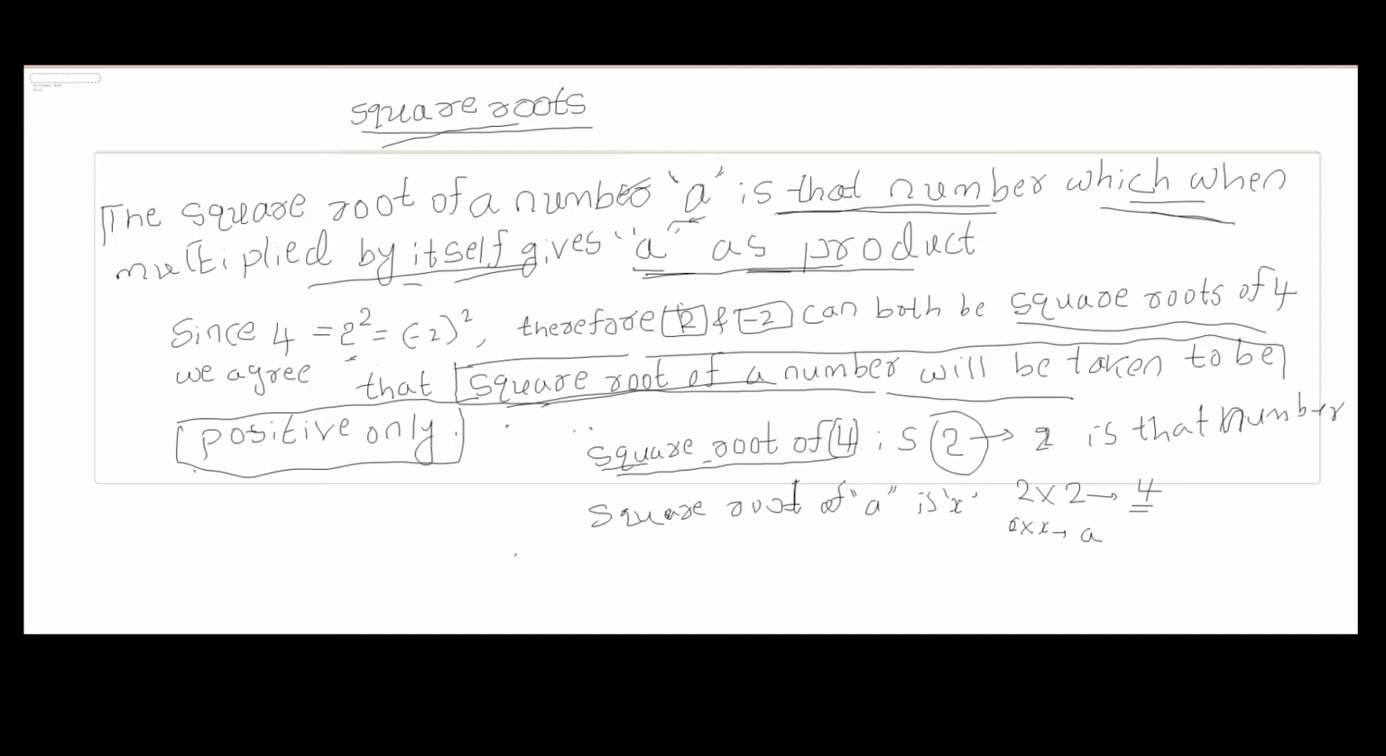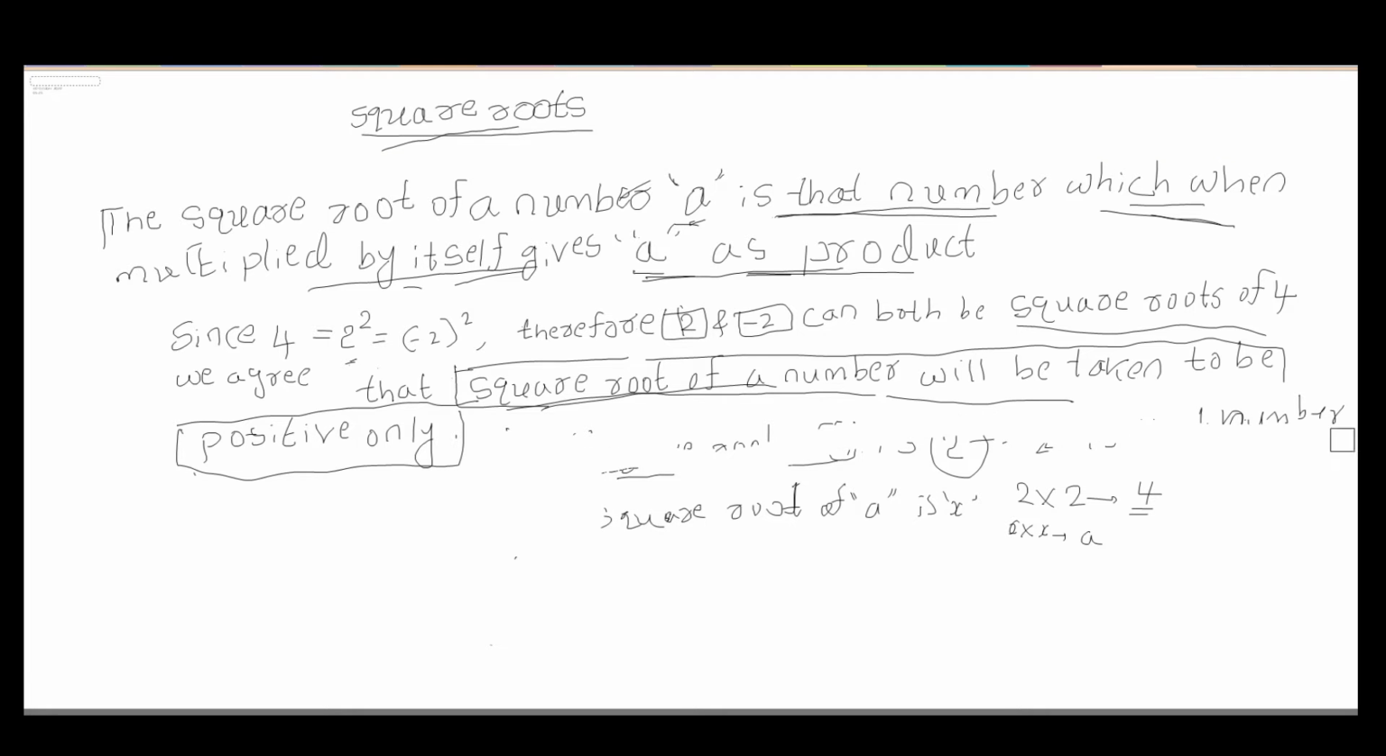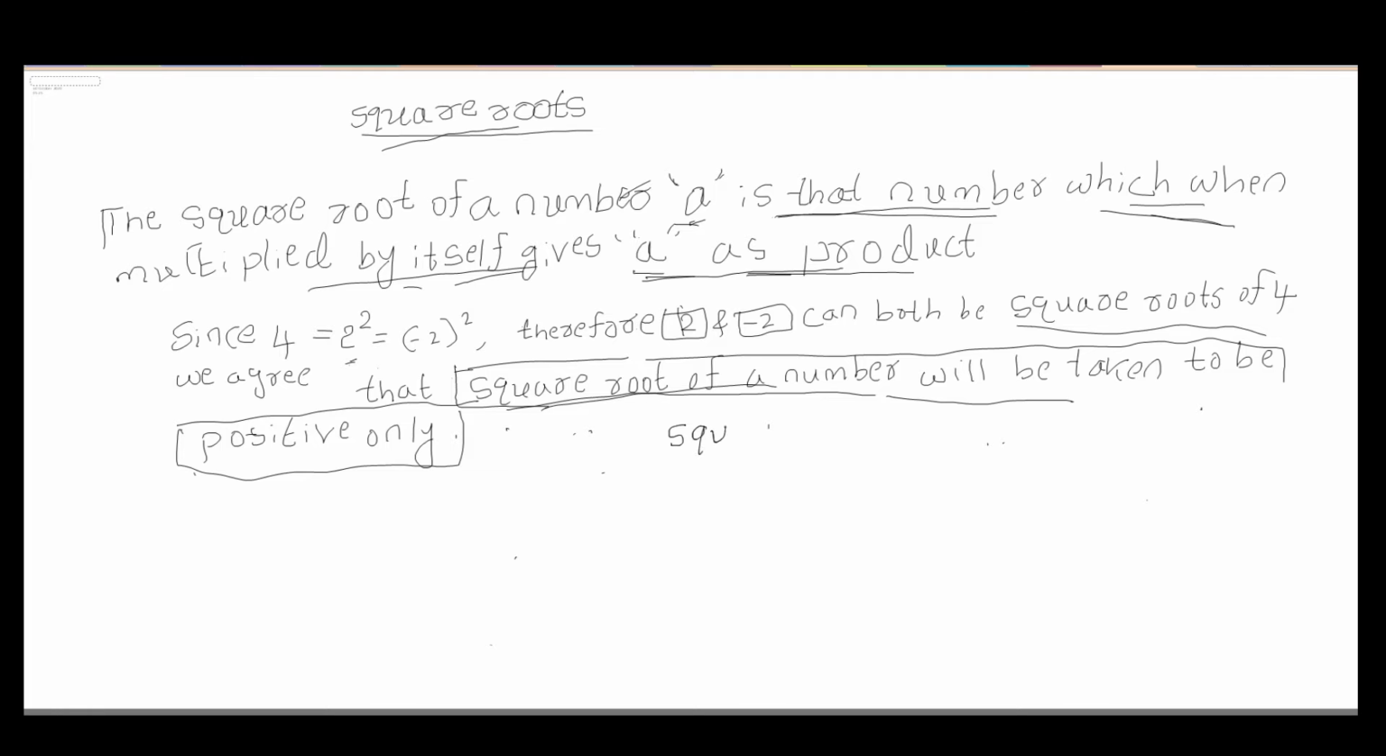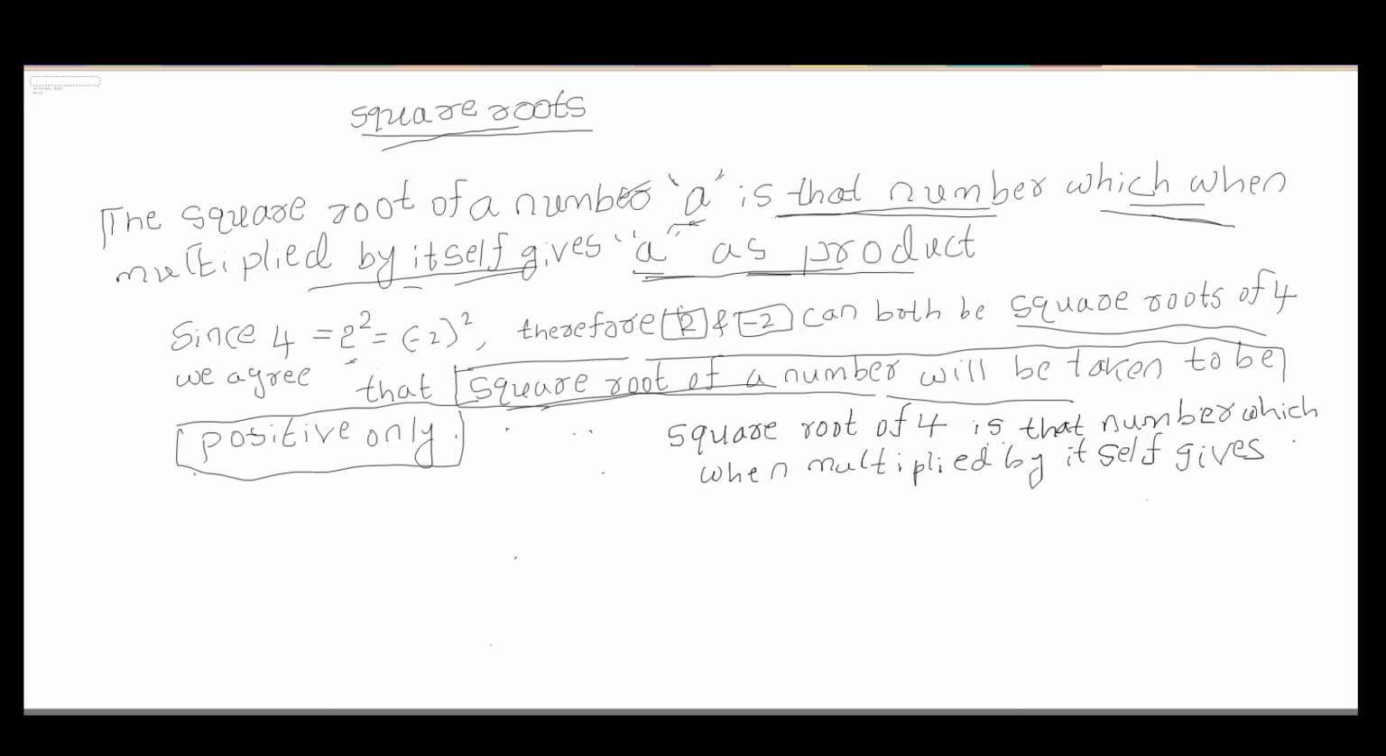It means that, I will give an example here. For example, a square root of 4 is there. Square root of 4, we can easily tell that. According to this definition, instead of a, I will put a 4. The square root of 4 is that number which, when multiplied by itself, gives 4.